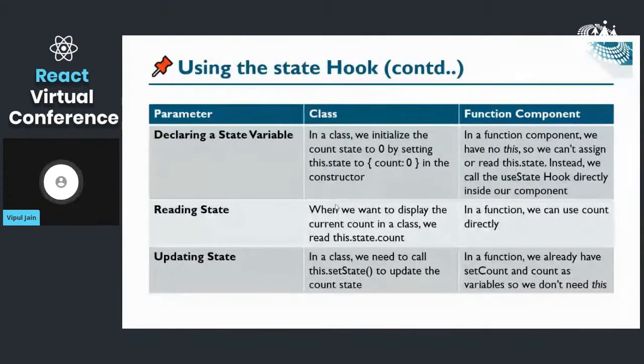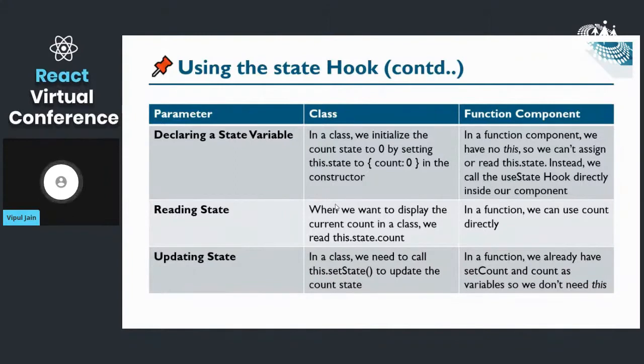If I talk about how you declare a state variable, in a class you generally do this by this.state = { count: 0 }. This is the way you declare a state variable in a class. But in a function component, we don't have any concept called this. There is no this keyword in a function component, like let's say we say .bind(this). So we can't assign or read this.state. Instead, we use the useState hook and we pass the count value 0 in the useState hook.